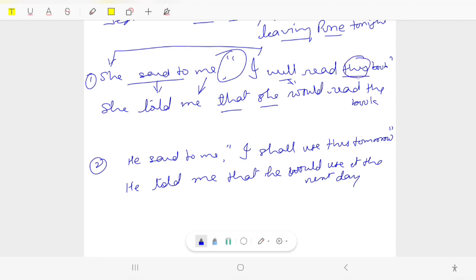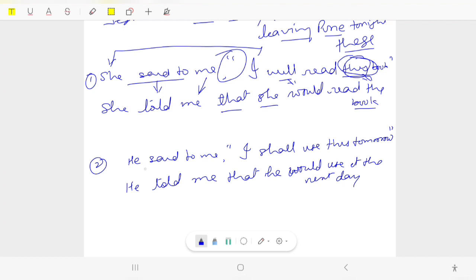Here this word is used as an adjective. If this word is used as an adjective, then we do not change it into "that." Instead, we change it into "the." So she would read the book, not she would read that book. So when "this" or "these" are used as adjectives, they change into "the," not "that."